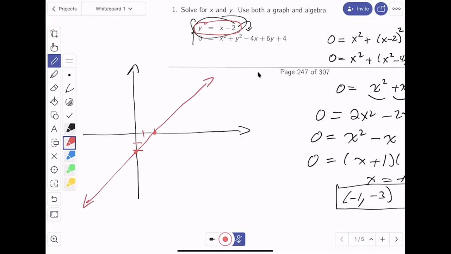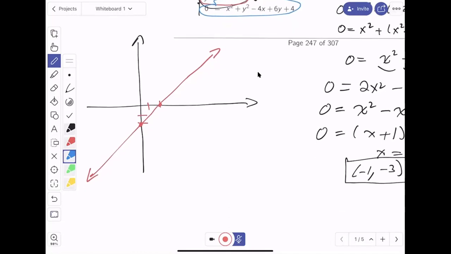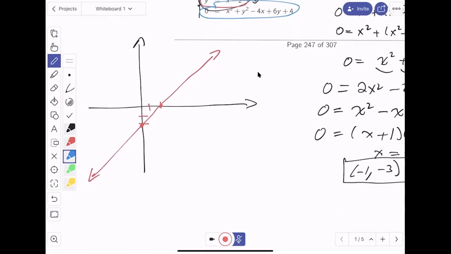The other guy's more of a challenge. I'm going to do that in blue. And it looks like a circle to me. I'll go through it with you. So I'm going to say, x squared minus 4x plus y squared plus 6y is equal to minus 4.